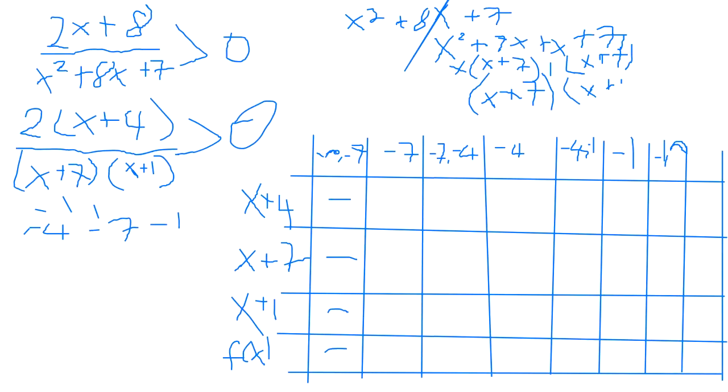Okay, good. Negative 7. When I put it here, it's going to be what? Negative. When I put it here, it's going to be what? Zero. When I put it here, it's going to be what? Negative. So negative times 0 divided by negative will give me what? Undefined. Can we see that?